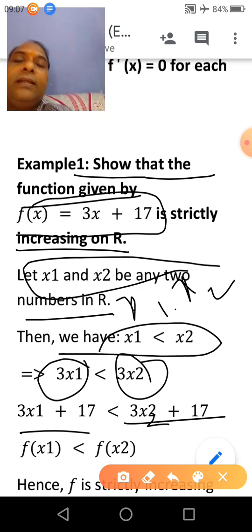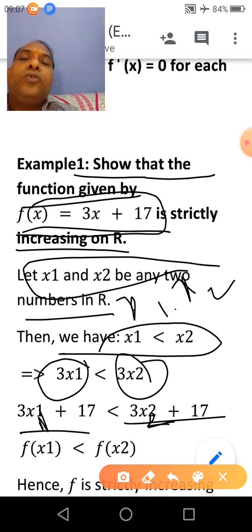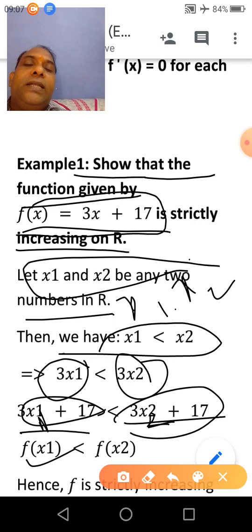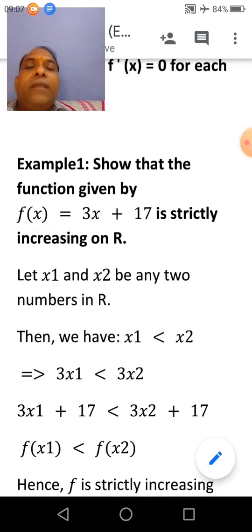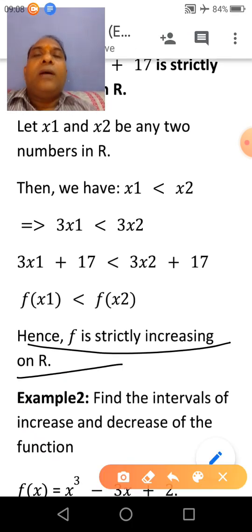Clear? This is 3x1 and 3x2. So 3x1 plus 17 will be less than 3x2 plus 17. And here f(x) is 3x plus 17, so f(x1) will be 3x1 plus 17. So in place of 3x1 plus 17 you can write f(x1), and in place of 3x2 plus 17 you can write f(x2). So f(x1) is less than f(x2). Therefore the function is strictly increasing on R. Clear? Now see the next example.